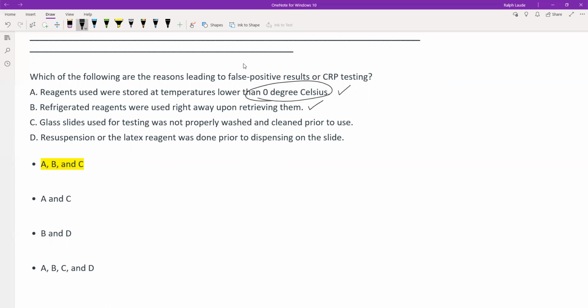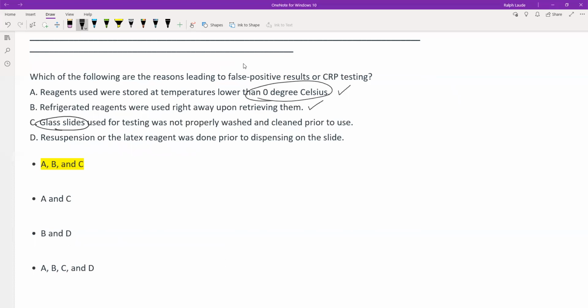So glass slides for testing were not properly washed and cleaned prior to use. So remember, not all kits tend to give you disposable cardboard slides. Sometimes hindi sila maka-provide, but the laboratory will have their glass slides. This is usually black in color so that it is going to contrast with the reagent utilized.